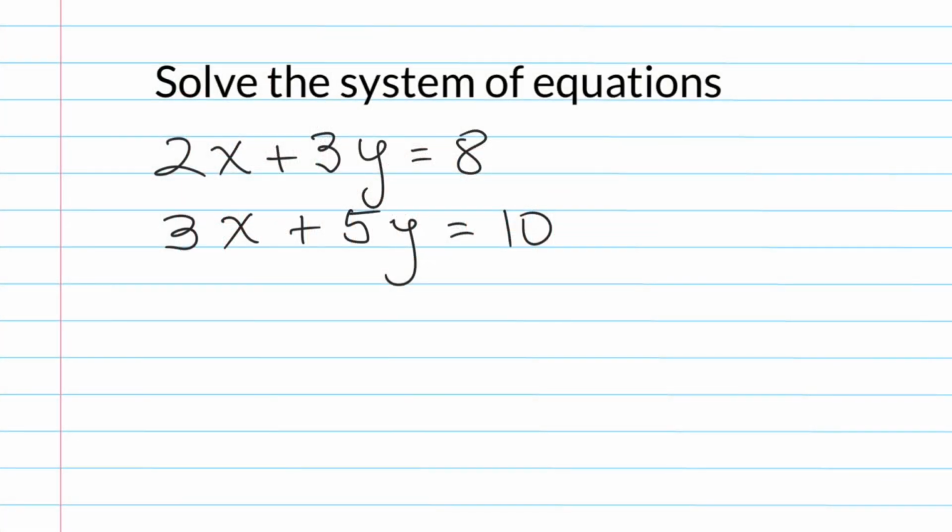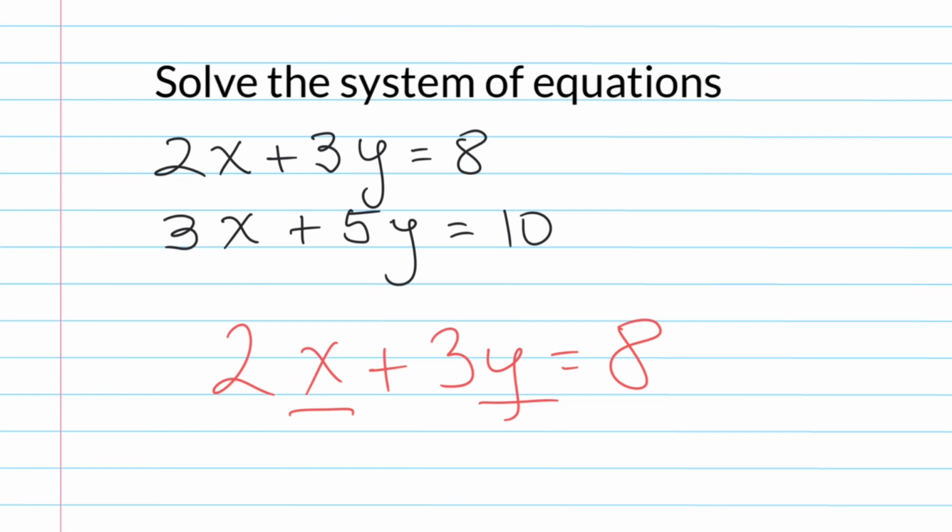Okay, if we look at each of these equations individually, let's look at the first one. 2x plus 3y equals 8. You are going to notice that we have two unknowns, two variables, meaning we cannot solve this equation by itself. When we have two equations, let's call this equation 1 and this equation 2, we have a system that will allow us to end up with just one equation.